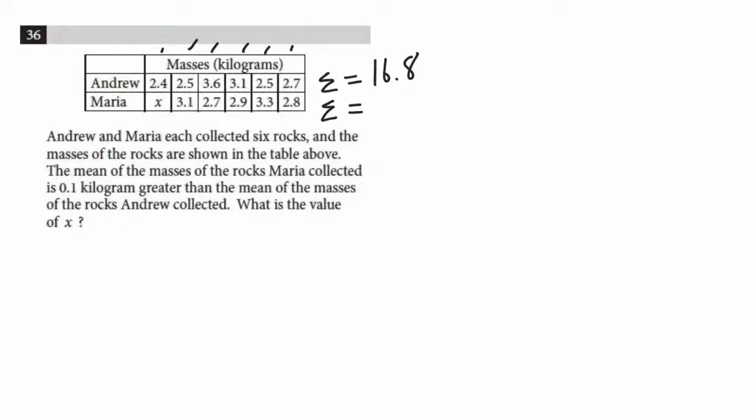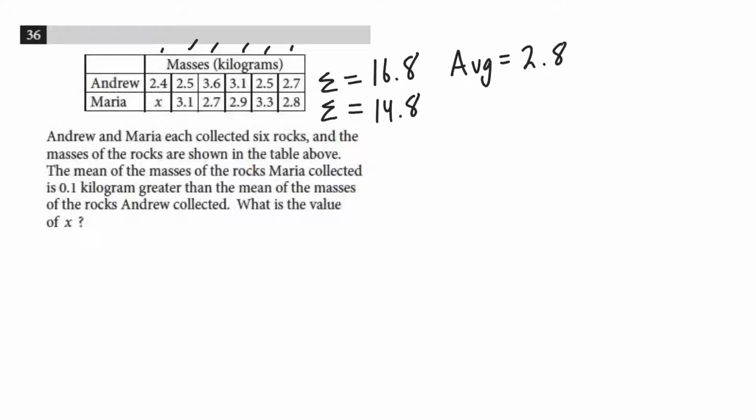Maria is going to be 3.1 plus 2.7 plus 2.9 plus 3.3 plus 2.8. Okay, that's going to be 14.8. So the average for Andrew is 16.8 divided by 6. It's going to be 2.8.